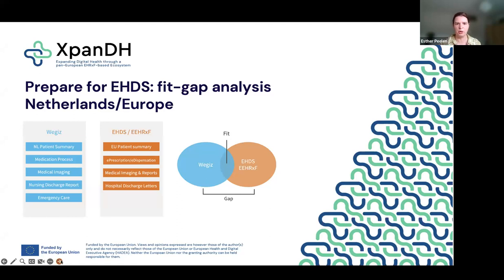So this is a continuous process because the standards are still in development on both sides. On the Dutch side, standards are being developed. And of course, standards are never completely stable. They get updates all the time. But also, if you look at the European guidelines, for instance, we now have two new ones coming up: one for hospital discharge reports and one for medical imaging reports. So we have to do our checks again, like what are the gaps and the similarities. Next slide, please.